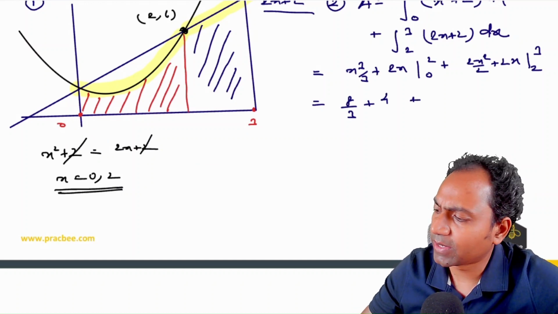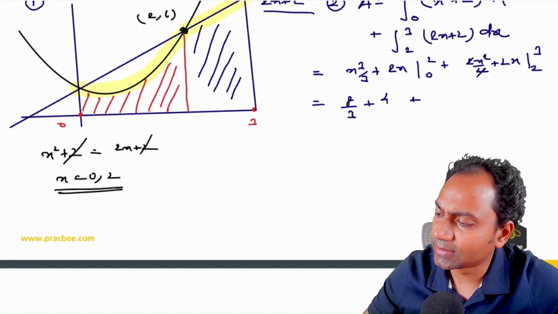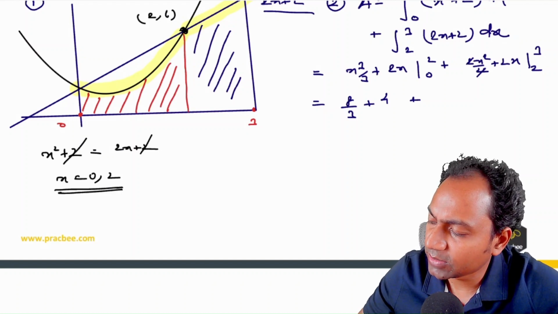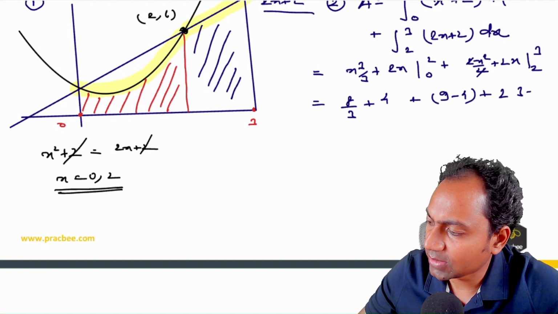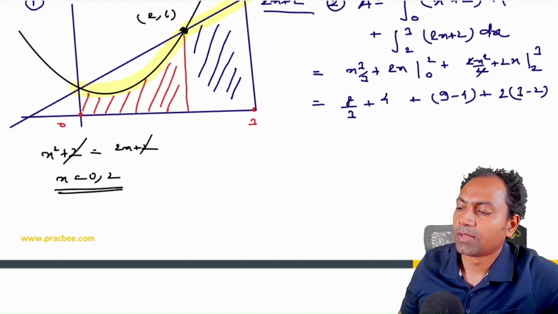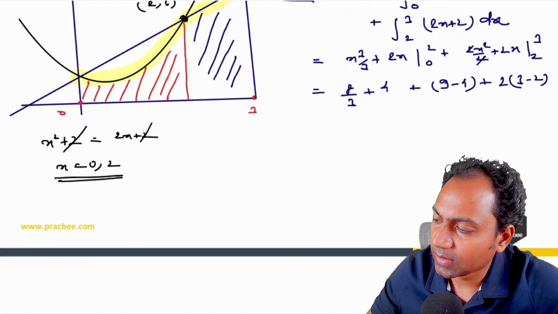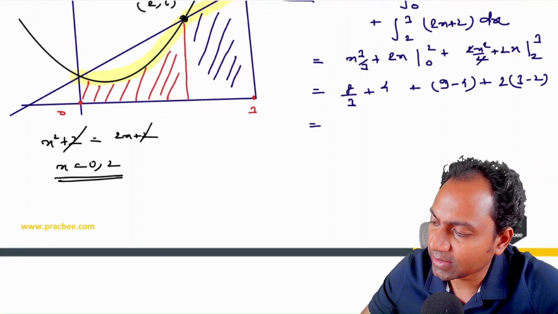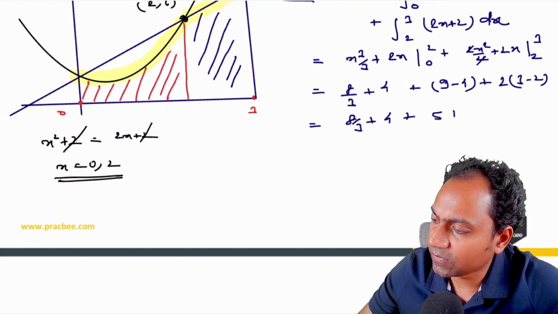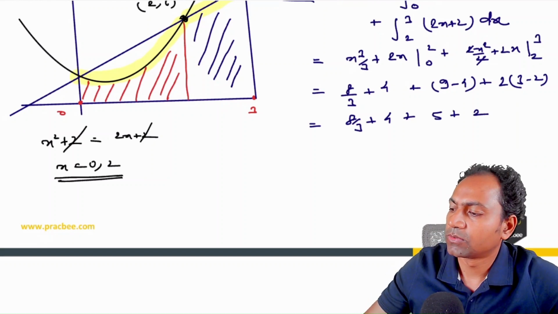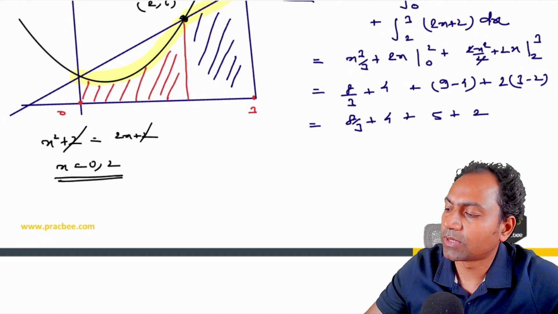If I put 0, it becomes 0. In the second part, 2 is getting cancelled out. If I put here, this becomes nothing but 9 minus 4 plus 2 times 3 minus 2. And if I simplify this, let us see what is the final answer that I get. So this becomes 8 by 3 plus 4 plus 5 plus 2. So this is nothing but 5 plus 4, 9 plus 2, 11.